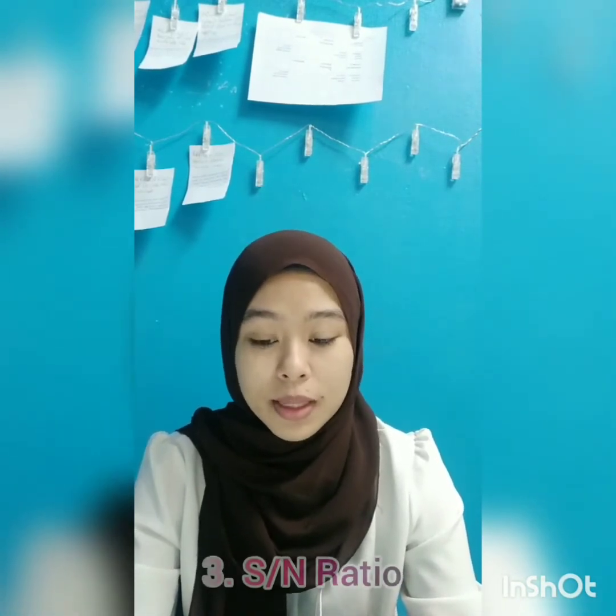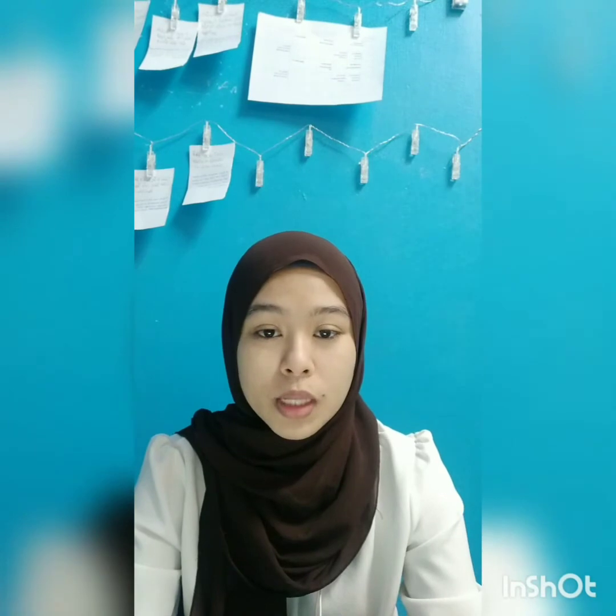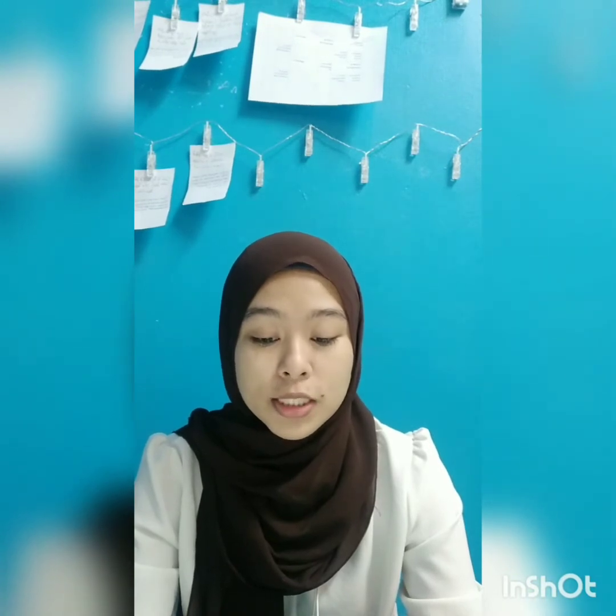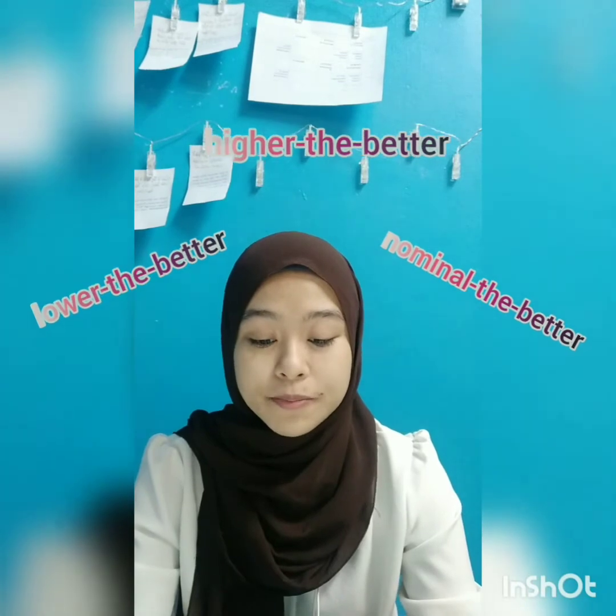The last step is we are using the signal to noise ratio or SN ratio. This step is to consider the mean and uncertainty of the experiment result. This step is determined by the quality characteristic to develop. There are three types of efficiency in this step, which is the lower the better, the higher the better, the nominal the better.